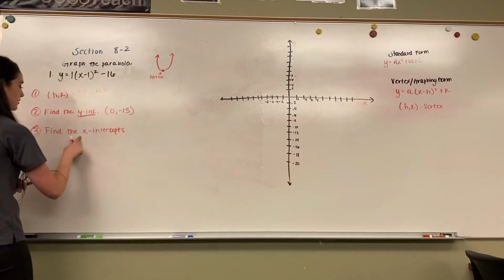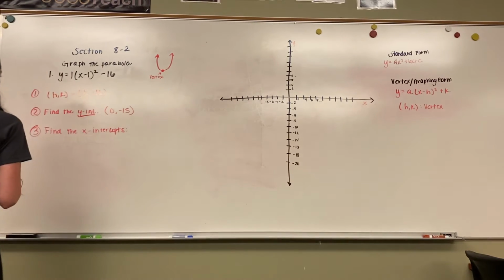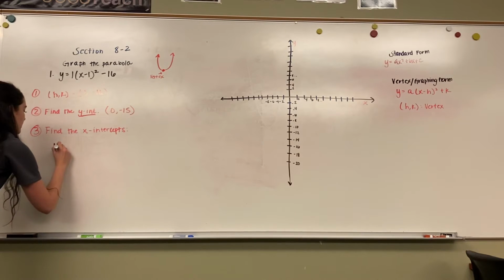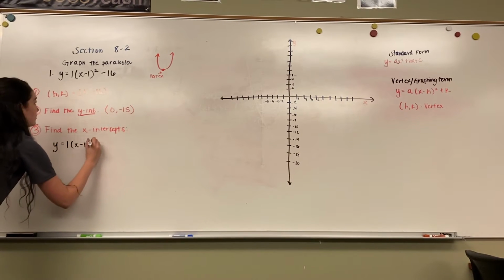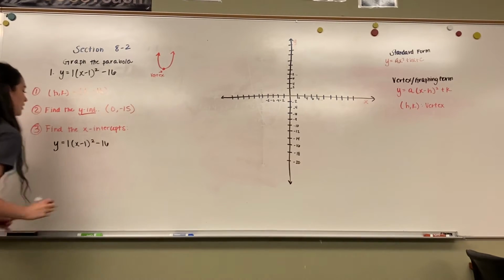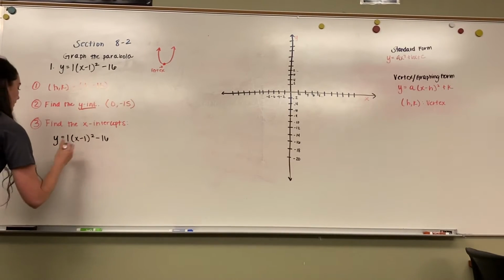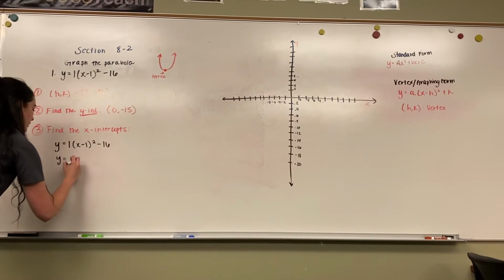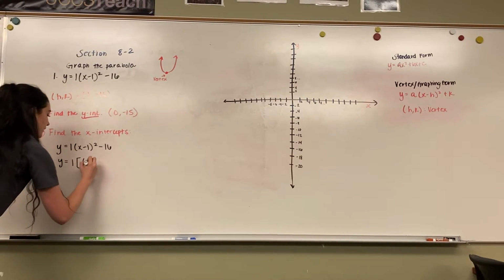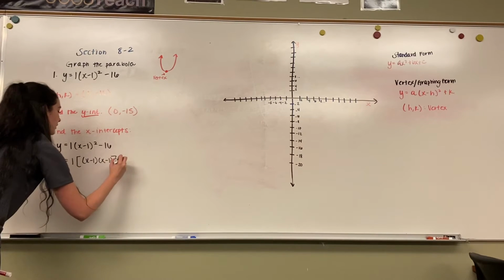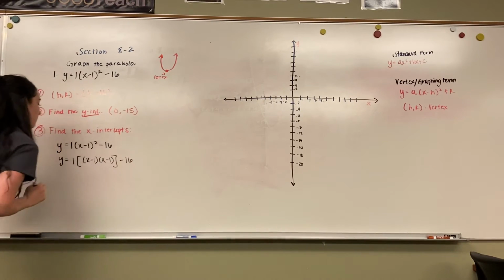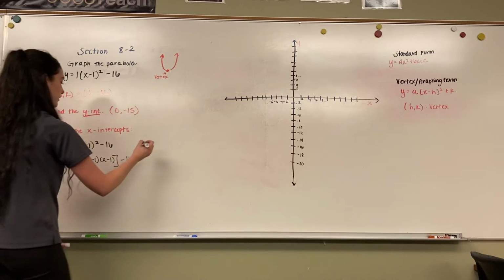That's plural, there's 2. Okay, so let's see if we can put it in standard form so that we can factor. 1 times x minus 1 squared minus 16. So notice this x minus 1 squared means 1 times x minus 1 times x minus 1 minus 16. So I'm going to FOIL this over here.